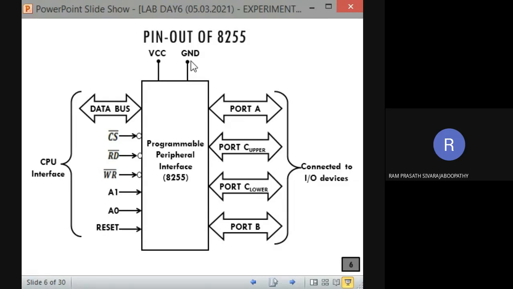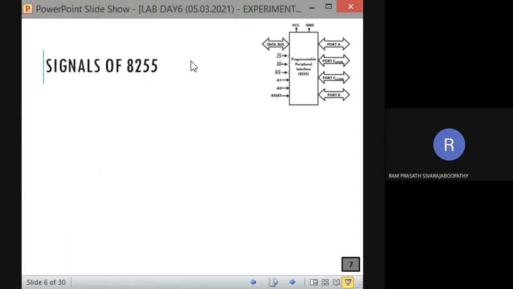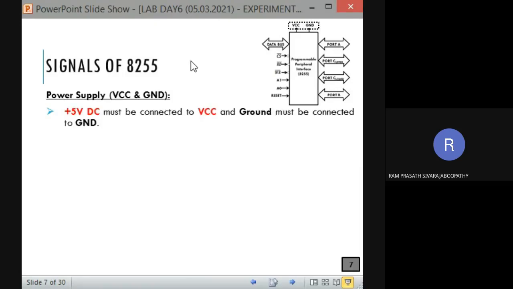Whenever you are going to work with a device, you have to know what pins are available in the particular IC and the functionality of those pins. That you must know. Now, let's go through what we already said one by one quickly. For power supply, we are having 2 pins, VCC and ground. Plus 5 volt DC must be connected to VCC and ground must be connected to GND pin.